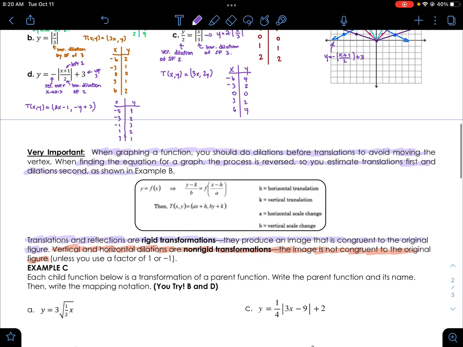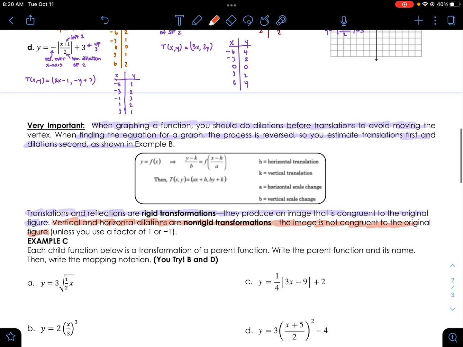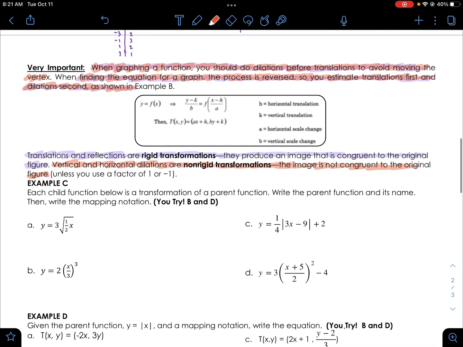Now, again, it is my advice that when you are graphing a function, the first thing that you should do is look at the dilations. You want to figure out what the dilations are and then figure out what the translations are. That's going to help you avoid moving the vertex. But when you're finding the equation for a graph, so if I give you the graph and you are trying to find the equation, you want to figure out the translations first and then the dilations and reflections second.